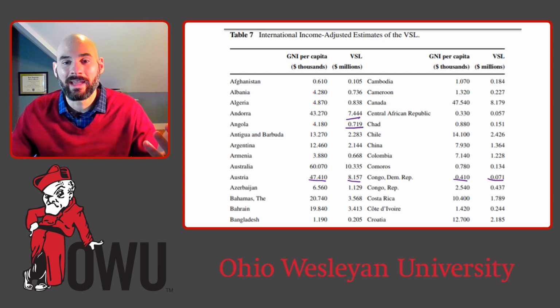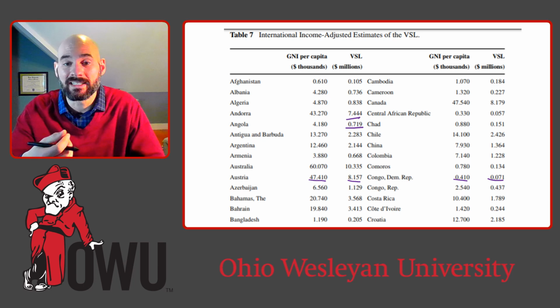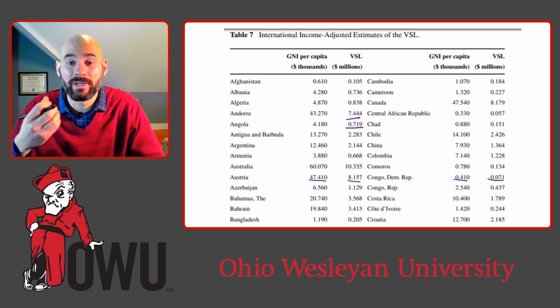in Andorra, they would be creating a social loss of $7.4 million, and in Angola, they would be creating a social loss of $700,000. And the conclusion that company may then come to, completely outside of the cost of labor in these two countries, is we're going to be imposing less costs on society by producing our goods in Angola than in producing them in Andorra.